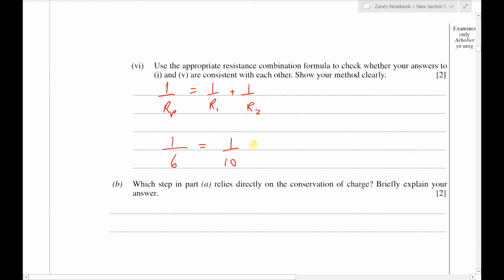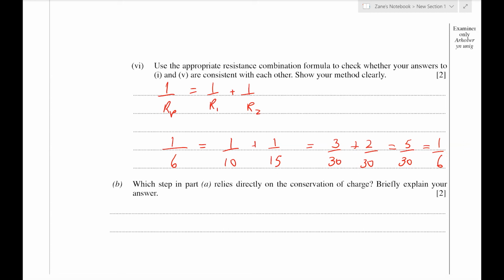Resistor 1 is 10 ohms, resistor 2 is 15 ohms. If we look at that right hand side, we can give a common denominator of 30. We've got 3 over 30 plus 2 over 30, which is 5 over 30, which cancels out to 1 over 6. So both sides, the parallel combination and the resistance that we calculate in part 5, both give us that 6 ohms. So yes, they do agree.